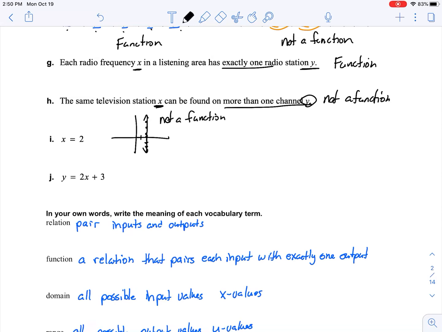However, if we put x values into here, let's say an x value of 2 goes to 7, 3 goes to 9, 1 is going to go to 5. So therefore, with that mapping, each x only goes to one y, so that means this is a function.